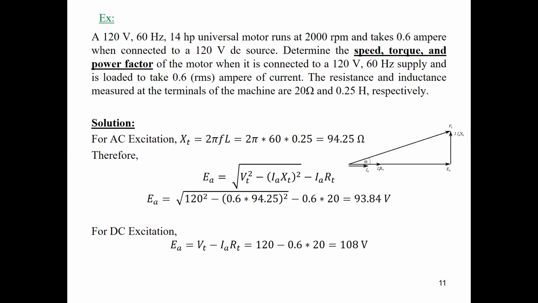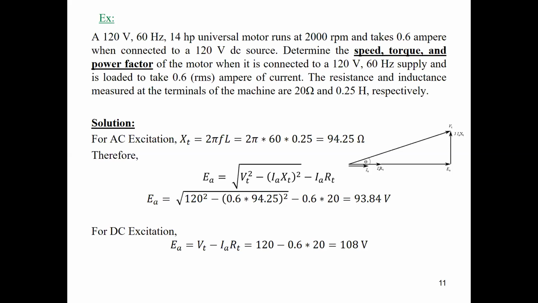Because if you have 14 horsepower, this means how much? 10 kilowatts, Doctor. Around 10 kilowatts. Yes, around 10 kilowatts. Okay, so 14 multiplied by 0.745 is 10.43 kilowatts. If you divide this value by the value of 120, you will have a rated current of around 86 amps.